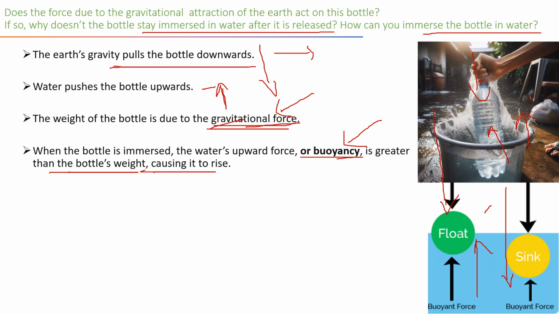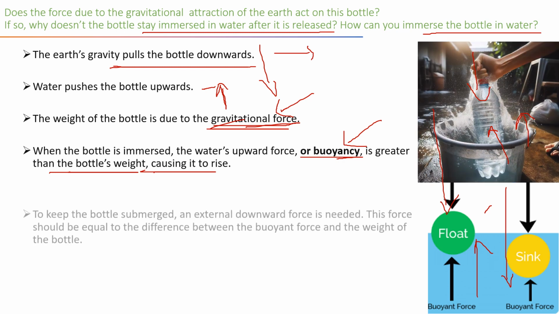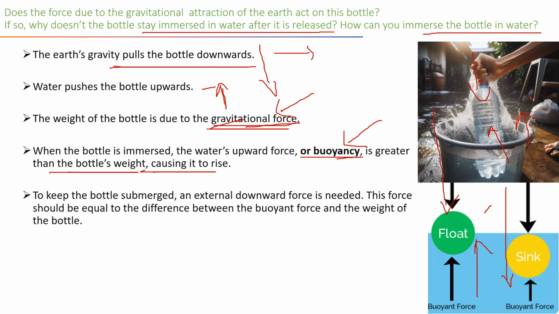Just now put some pressure and it will go inside, right? To keep the bottle submerged, an external downward force is needed. Just put some pressure. This force should be equal to the difference between buoyant force and the weight of the bottle. See this, it has got a buoyant force, or the upward thrust. You have to counteract that, you have to nullify that, and then only it will sit inside. Otherwise, it will come back.